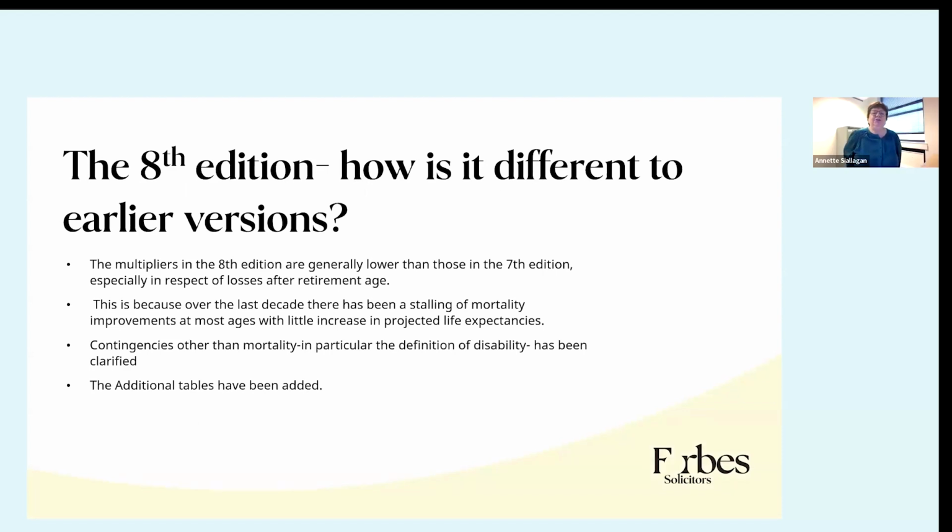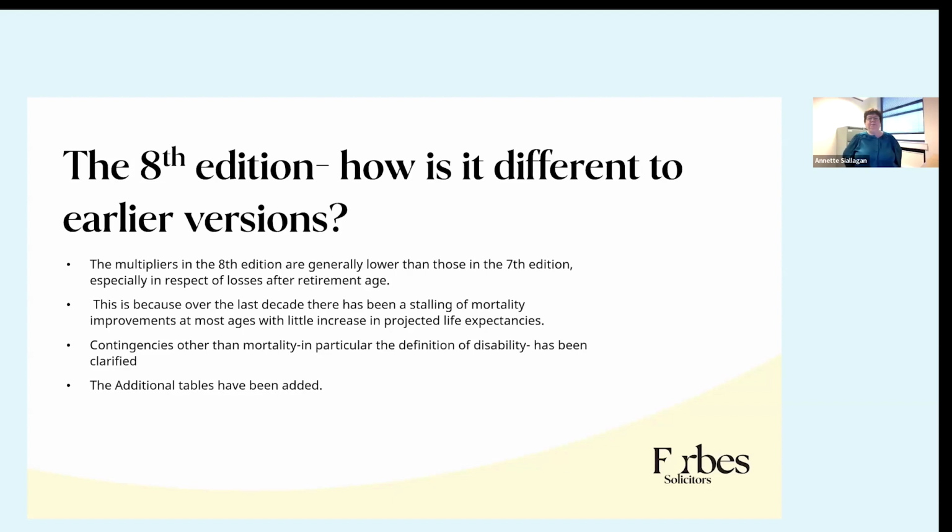So I've touched on how they've changed over the years, but how is the 8th edition different to the earlier versions? Well, you'll be a bit surprised to learn that the life expectancies have been reduced a bit, or rather, there's been less of an increase because over the last decade there has been a stalling of mortality improvements in most ages. So they're perhaps a little bit lower than you would expect.